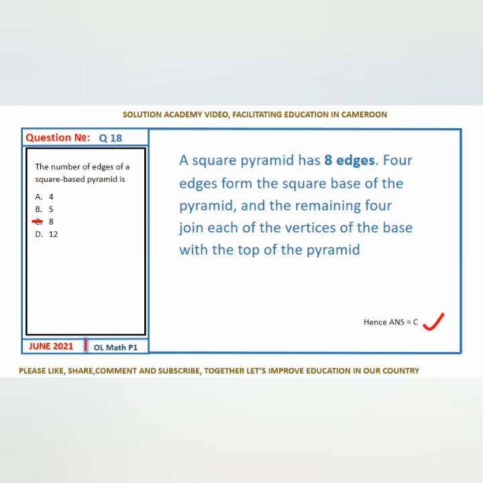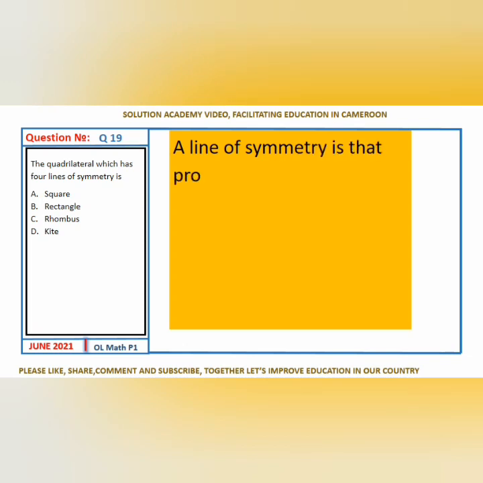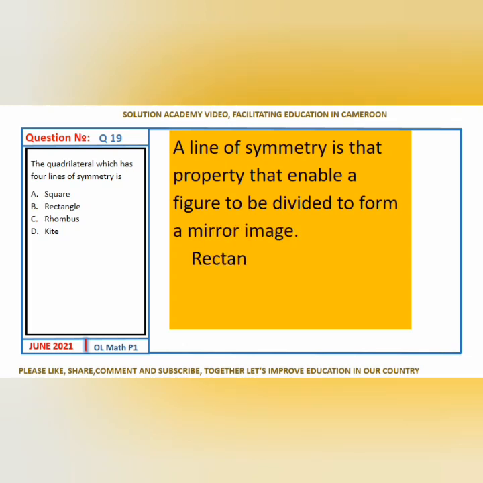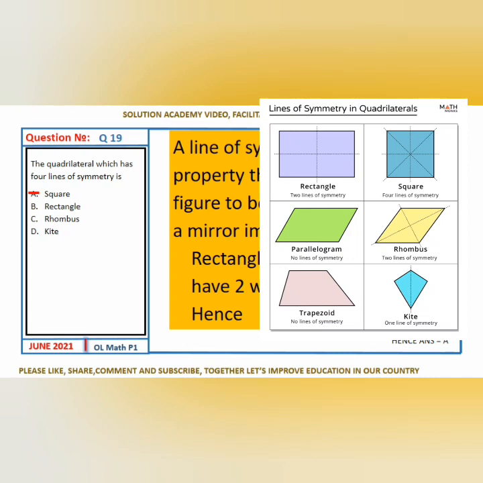Question number 19. The quadrilateral which has 4 lines of symmetry is called. Now you need to know a line of symmetry is that property that enables a figure to be divided to form a mirror image of itself. A rectangle and a rhombus have 2 lines of symmetry, while a kite has just 1 line of symmetry. So to this effect, you can know the answer to this question. The answer is a square. A square has 4 lines of symmetry. Normally I was supposed to draw the diagram for better understanding too, but I believe with this explanation it is clear.